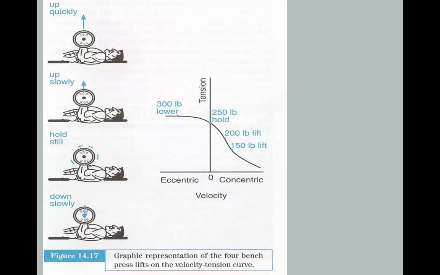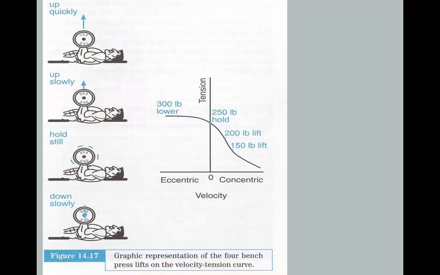So here's a graph that just illustrates different points on the eccentric concentric force velocity curve. If you're lifting 150 pounds, you can lift it quickly, right? So a fast velocity. If you increase that force, you're going to lift it much more slowly. So you're going to a lower velocity with a higher force.